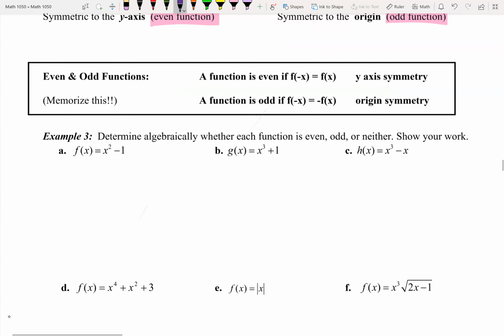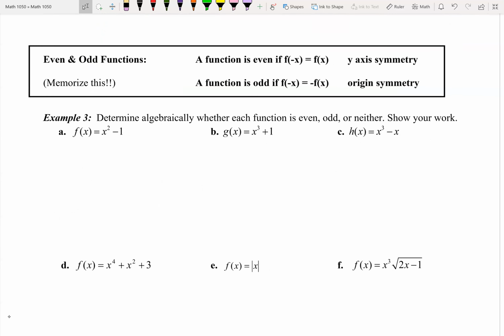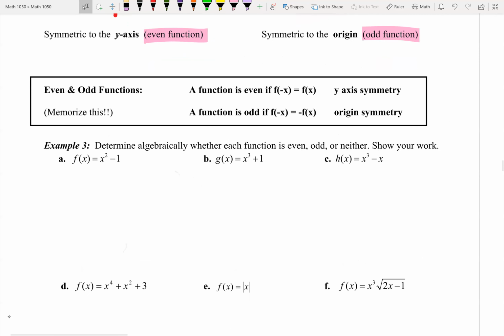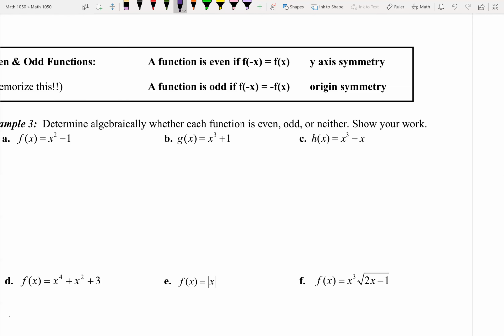Okay, here's what you have to do. Look forward for a second, would you please?